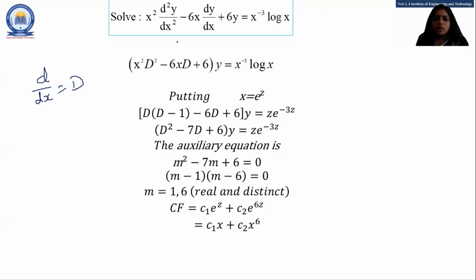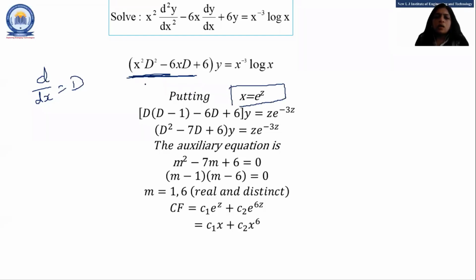Y is taken common from all the terms, so (x square D square minus 6xD plus 6) into y is equal to x raised to minus 3 into log x. For the solution of this example, first you have to recognize that your given example is Euler-Cauchy form, and as you recognize that, your first step is putting x is equal to e raised to z.